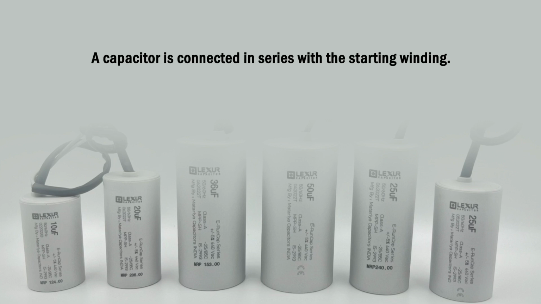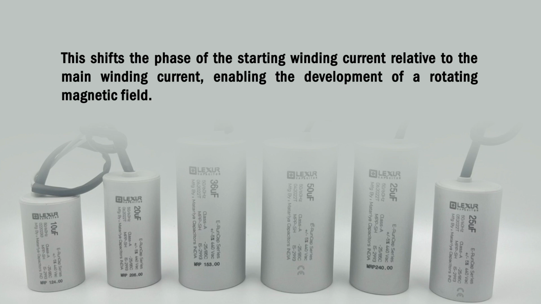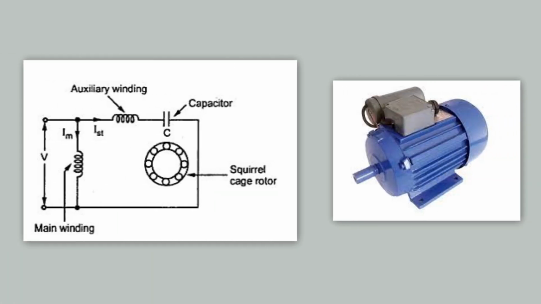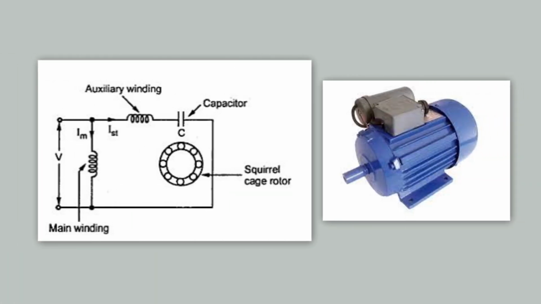A capacitor is connected in series with the starting winding. This shifts the phase of the starting winding current relative to the main winding current, enabling the development of a rotating magnetic field. So this figure shows the diagram of the capacitor start motor. In this, the main winding is connected with an auxiliary winding and a capacitor is connected along with that.